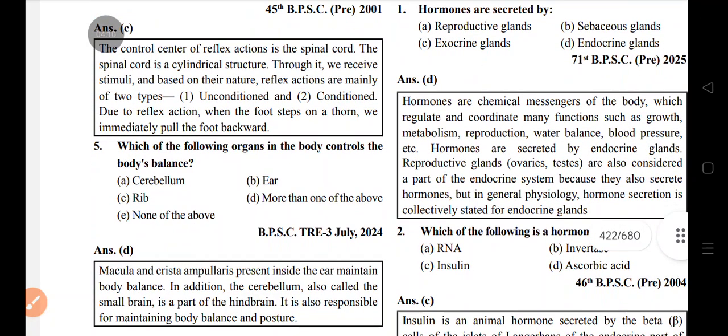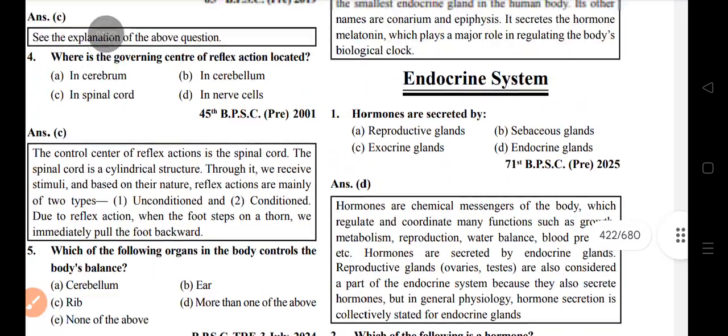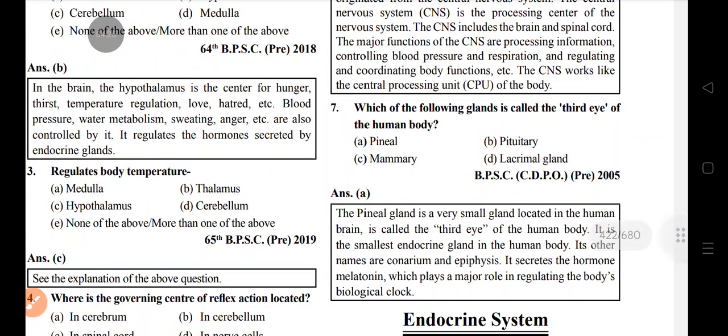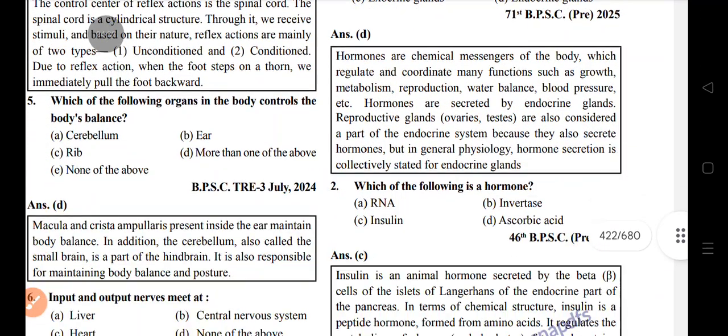Which of the following organ in body controls the body balance? Cerebellum, ear, rib. Input and output nerves meet at central nervous system. Which of the following gland is called third eye of the human body? Pineal. Endocrine. Hormones are secreted by endocrine gland.